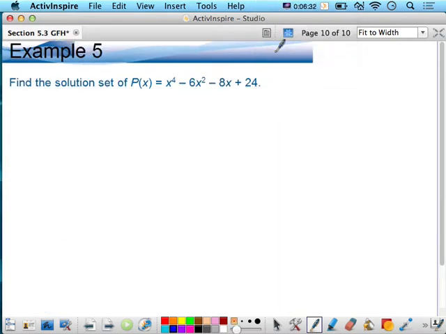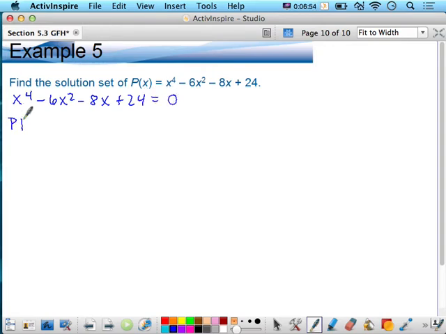For our final example, we would like to find the solution set for the polynomial p of x equals x to the fourth minus 6x squared minus 8x plus 24. So the first thing we're going to do, set it equal to 0, and generate a list of all of the possible rational roots.